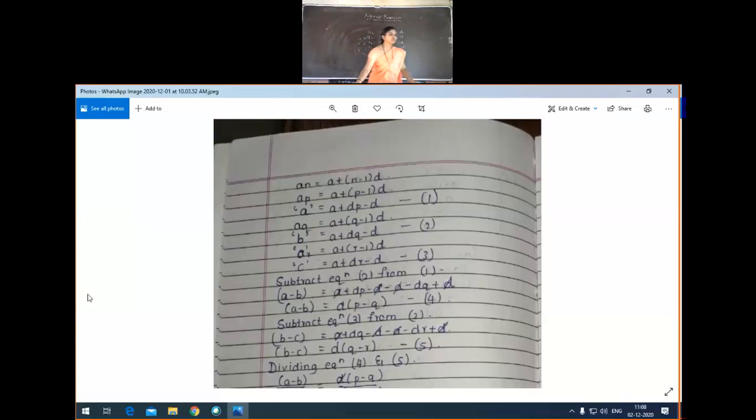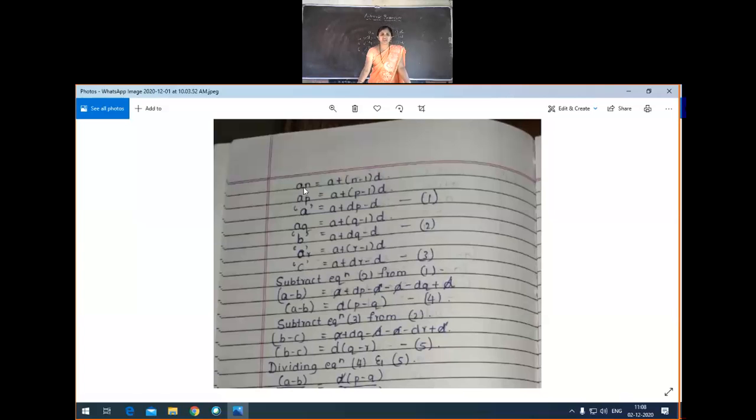So now we have to substitute a, b, c here. The pth term is equal to a, so we are going to substitute a_p as a. Then we get the equation A = a + (p − 1)d, that is, a + dp − d. Call this equation number 1. Equation numbers are very, very important. We are using the given data only.